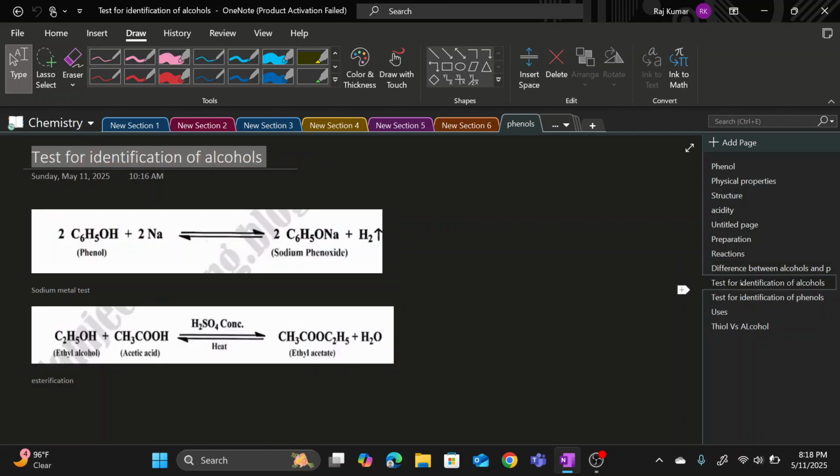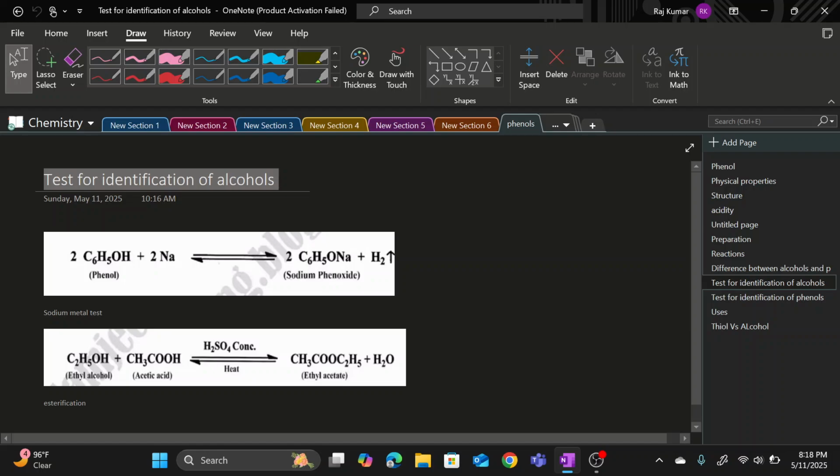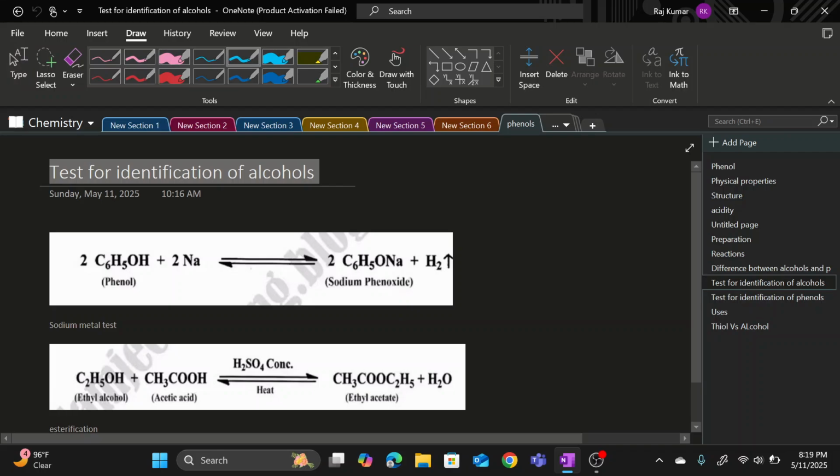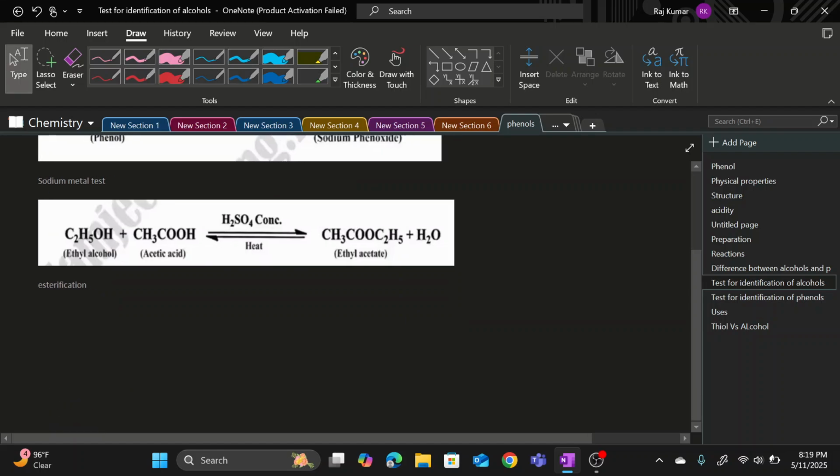Alright, now let's move on to some important tests for the identification of alcohols and phenols. For identification of alcohols, we react sodium with alcohol, due to which there is evolution of hydrogen gas, and that serves as a brisk effervescence. That brisk effervescence indicates that hydrogen gas is being evolved, and due to this reason, we know that there is some hydroxyl group present, either in a phenol group or in an alcohol group. So this is how we use this test for phenol as well as alcohol group identification.